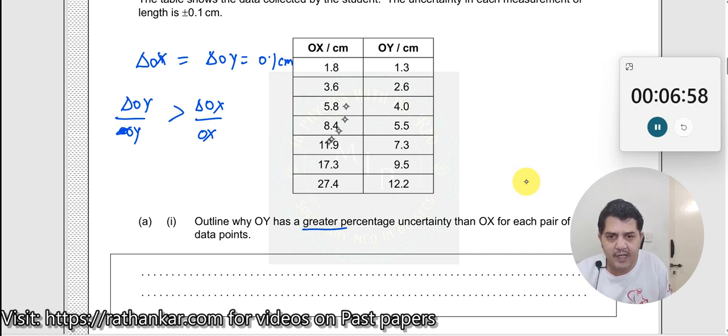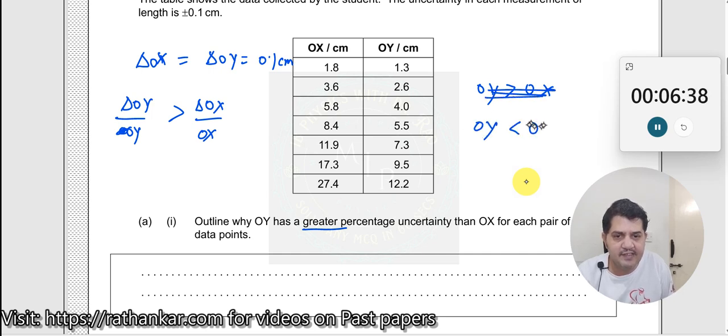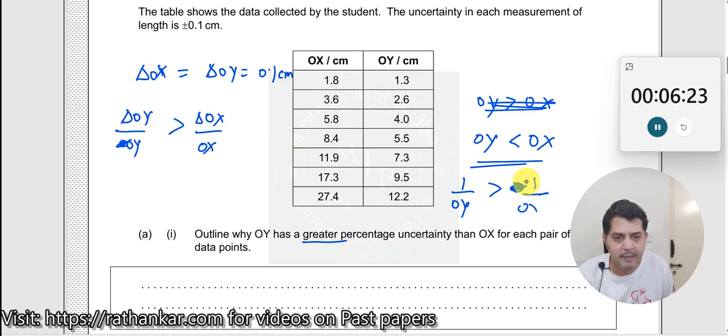Now if you look at OY and OX over here, it's 1.3, 1.8, 2.6, 3.6, 4, 5.8. What's the pattern you look at? You always see that OY is greater than OX. First 3 points I have seen. Just verify for everyone. 5.1, 8.4, 7.3, 11.9. Sorry, not OY is greater, OY is less than OX. OY is 9.5, 17, 17.3, 12.2, 27.4. Everywhere OY is less than OX. So if OY is less than OX, which means 1 by OY should be greater than 1 by OX, correct?